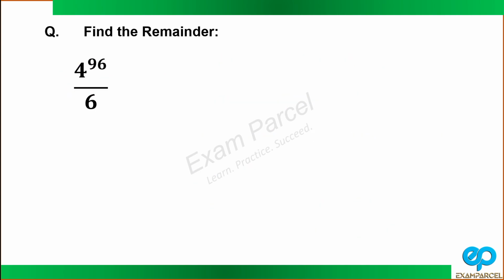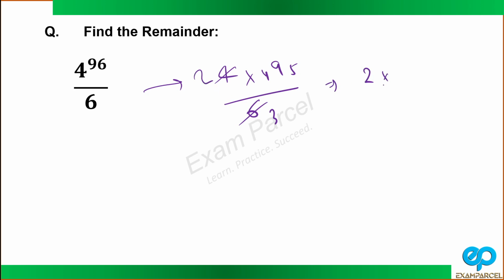Okay, now let us solve a few questions. Here you will notice why we want to use this concept, the relevance or importance of this particular method. So what can I cancel out here? Can I rewrite this as 4 into 4 raised to the power 95 by 6? So I can cancel out 2, right? This will be 3, this will be 2. So 2 into 4 raised to the power 95 by 3.